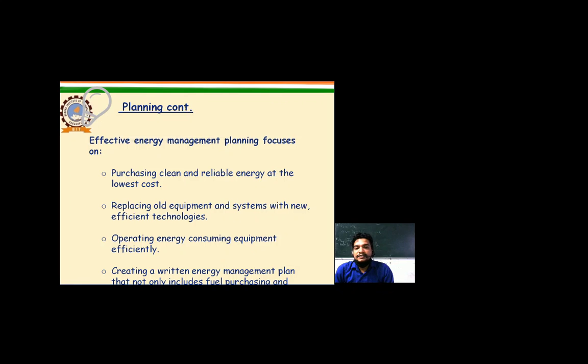The planning part continues, and some other points are over here. The second point denotes purchasing clean and reliable energy at the lowest cost. Why are we talking about the lowest cost? Because we have to maintain the decorum of the point in which we were talking about the lowest cost. If we are reducing the cost, then at a lower cost we will purchase clean as well as reliable energy.